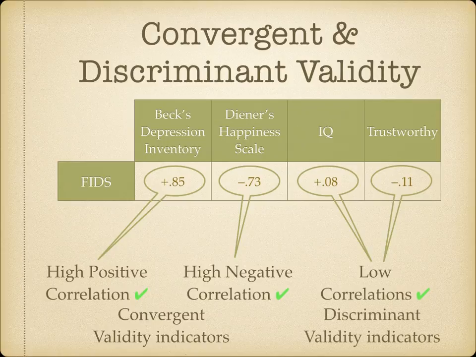That is to say, we don't want to see high correlations with our FIDS scale with IQ and trustworthiness. In fact, if we were to get, say, a high correlation for trustworthiness, we would worry that our FIDS scale, while it might be measuring depression well, is also capturing something about trustworthiness, and that might be tainting our findings, that we might be measuring more than just depression, which is really not good for us to do good research work.